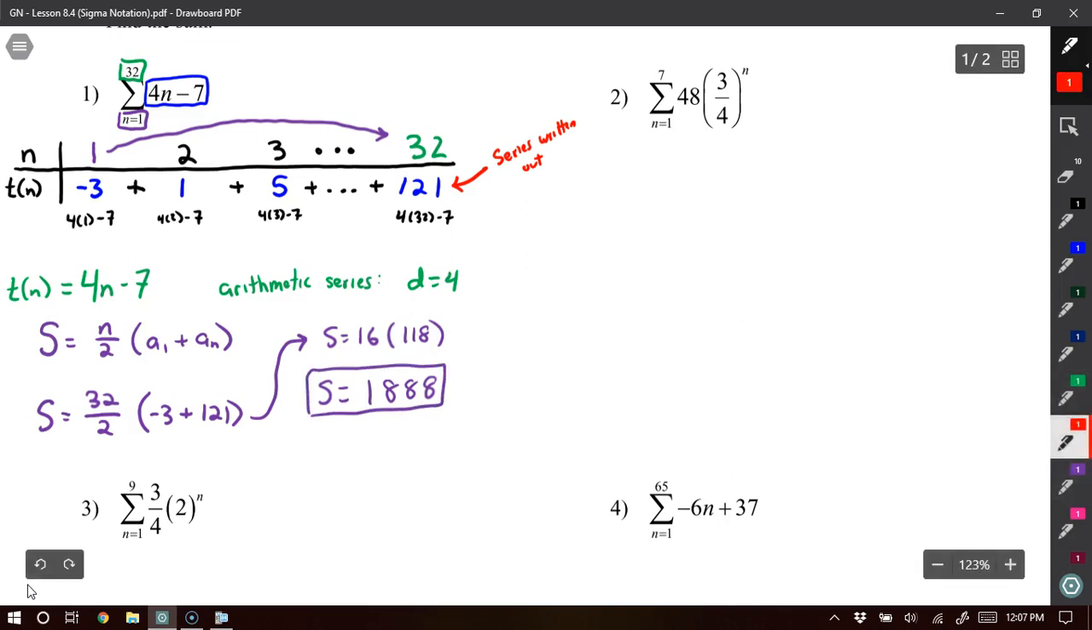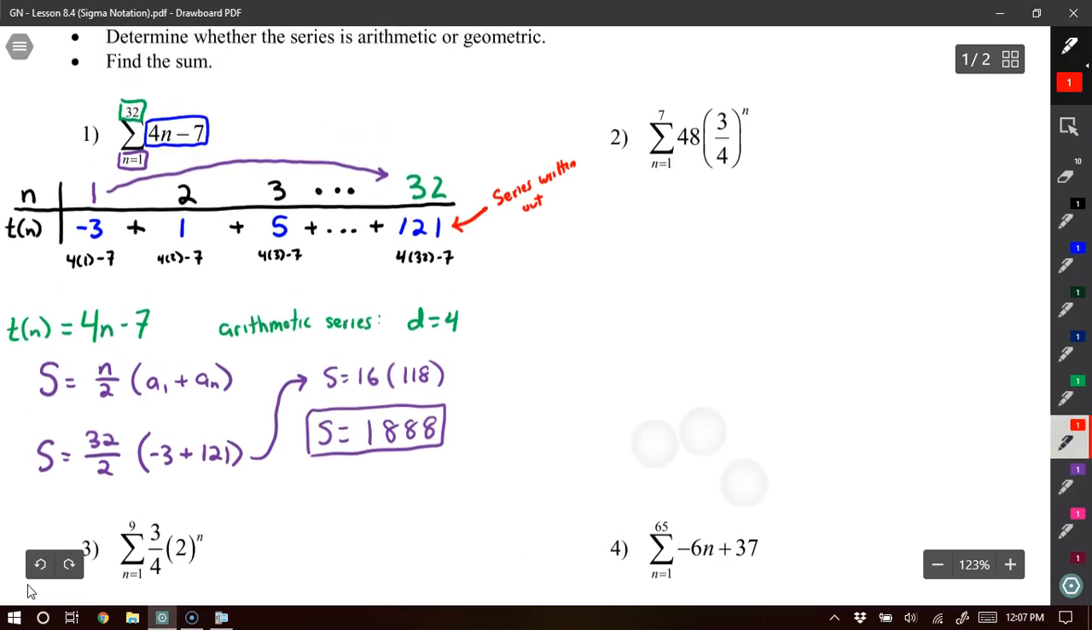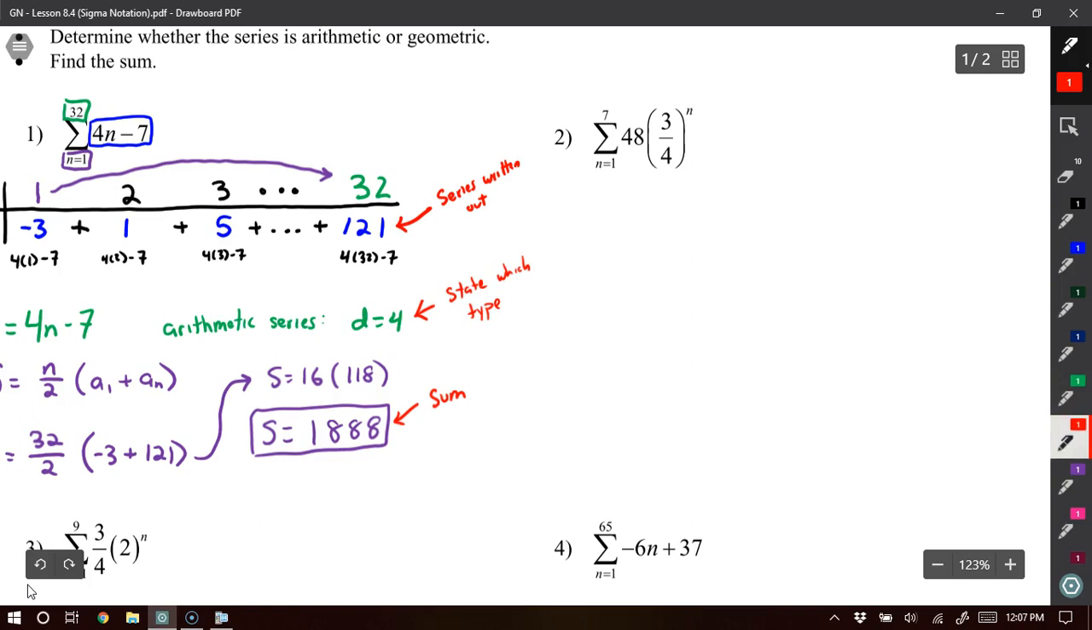I answered all 3 parts. I wrote the series out. I determined whether it is arithmetic or geometric, so I state which type. And then the third expectation is, okay, now that you know it, find the sum. Now I look at number 2. Again, we're going to look at purple on the bottom, green on the top, and then the expression for the series in blue. So first off, list out the series on it.